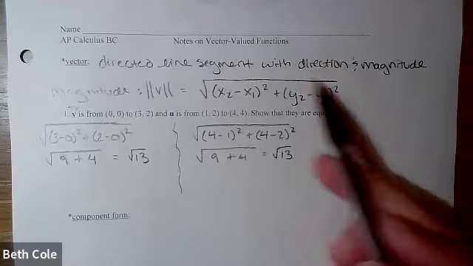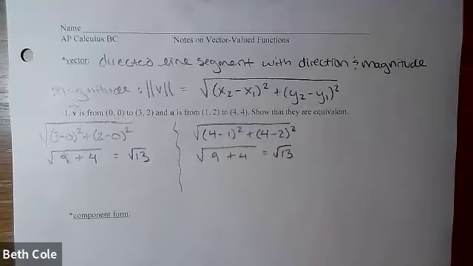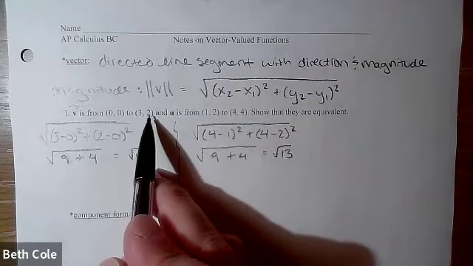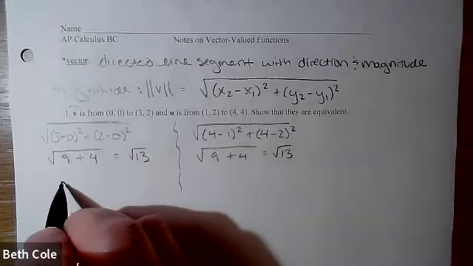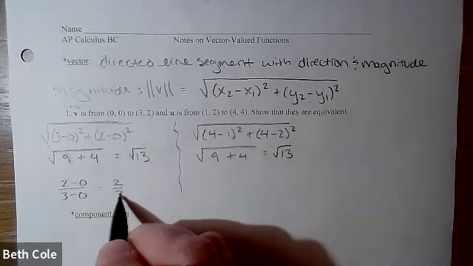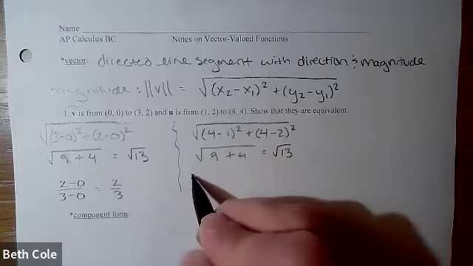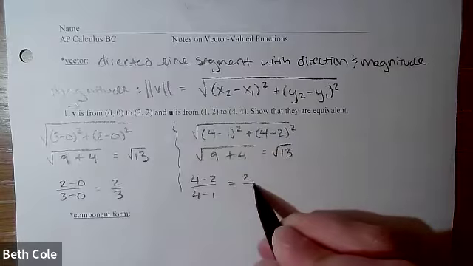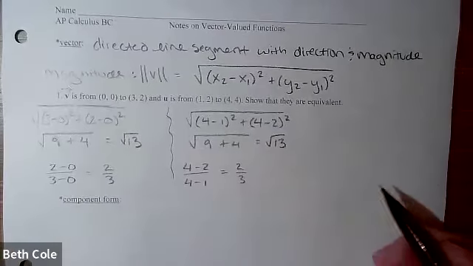How do we show that they have the same direction? That's going to be if they have the same slope. So we're going to find the slope for each of them: y2 minus y1 over x2 minus x1. This one comes out to 2/3. And this one would be 4 minus 2 over 4 minus 1, which also comes out to 2/3. So we showed that they are equivalent.